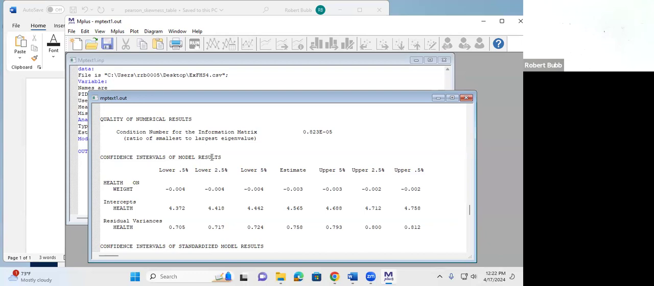Okay, so if I'm looking at a 90% confidence interval, so 90% would be 5% on each side, right? 90% would be from negative 0.004 to negative 0.003. 95% confidence interval, negative 0.004 to negative 0.002. 99% confidence interval, negative 0.004 to negative 0.002. That makes sense? Starting in the center, 90% are these two, 95% are these two, 99% are these two.